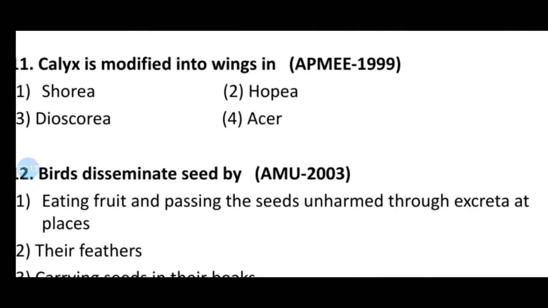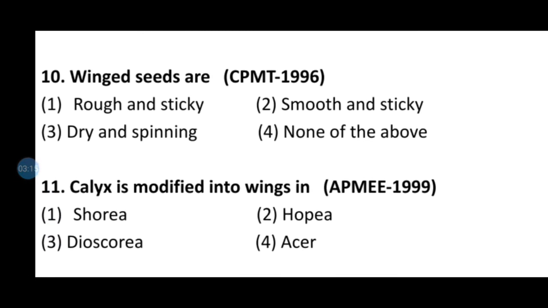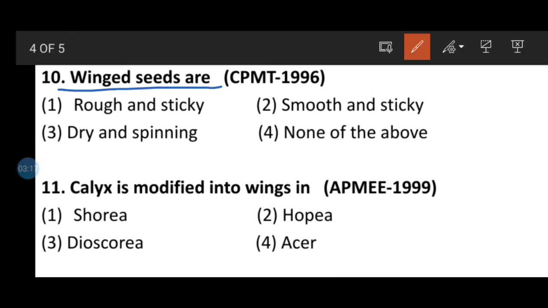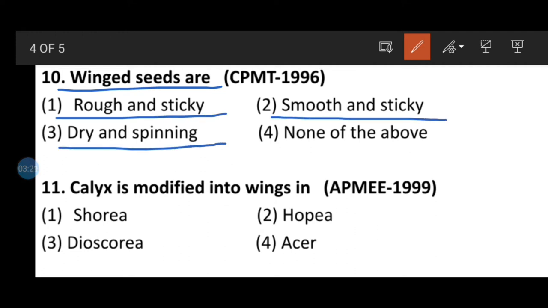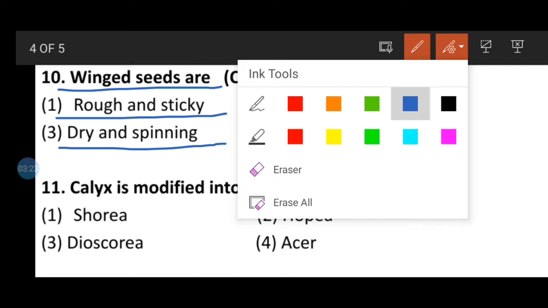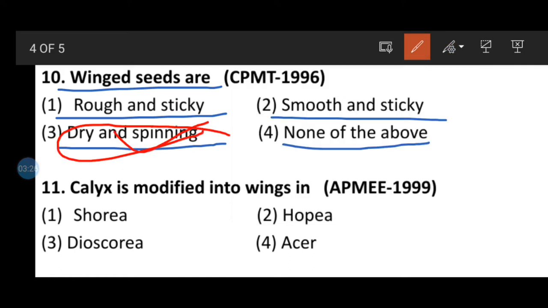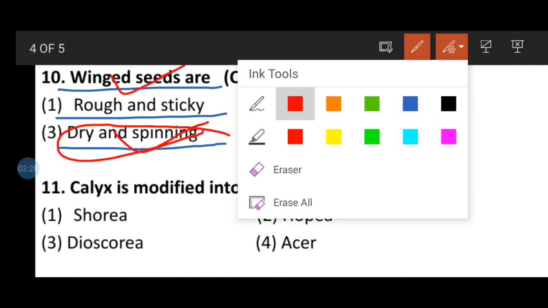Question number 10. Now look at question number 10. Winged seeds are: option number 1 rough and sticky, second is the smooth and sticky, third is the dry and spiny, fourth is none of the above. So here the correct answer will be the dry and spiny. This is the winged seed.